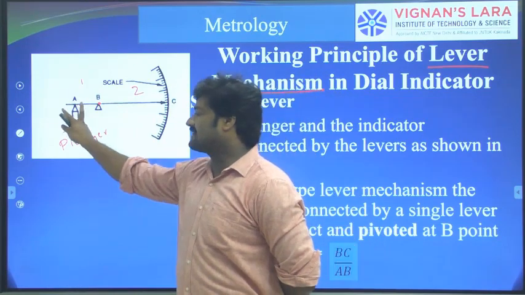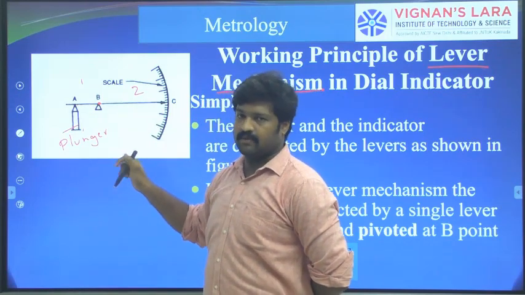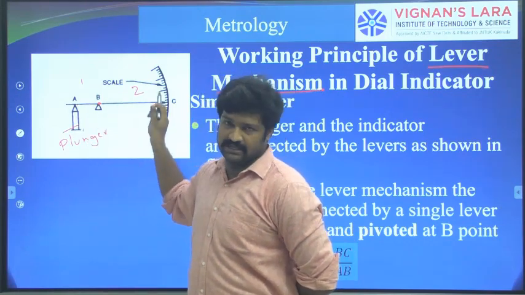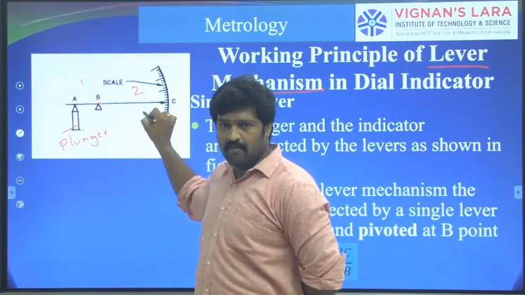Why? Because the length is not the same in both directions. If the lengths from A to B and B to C are equal, then a 1 mm movement is shown as 1 mm movement only.